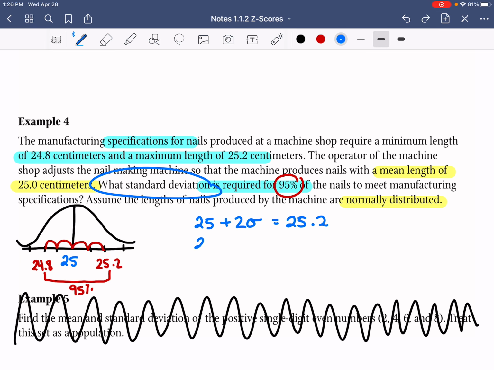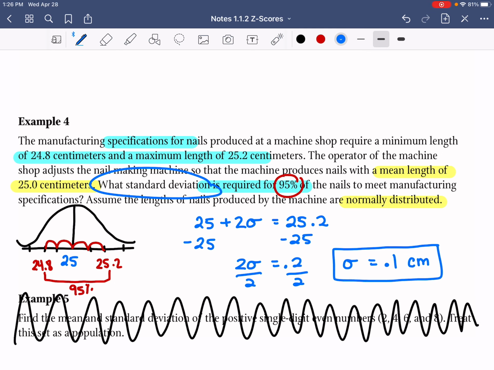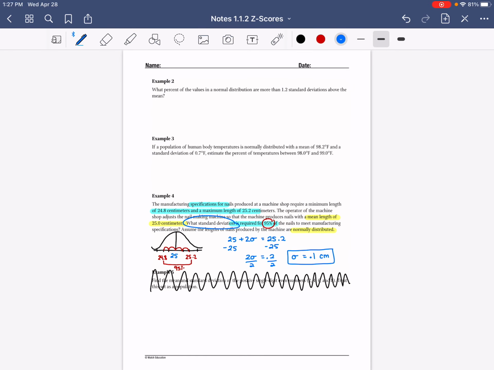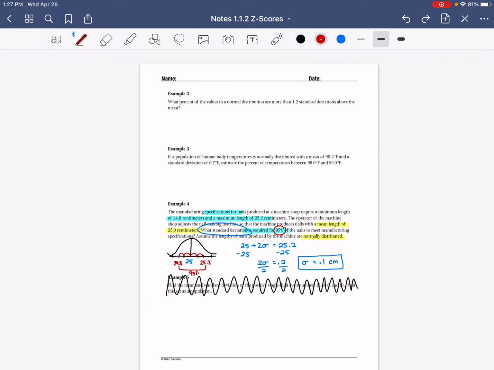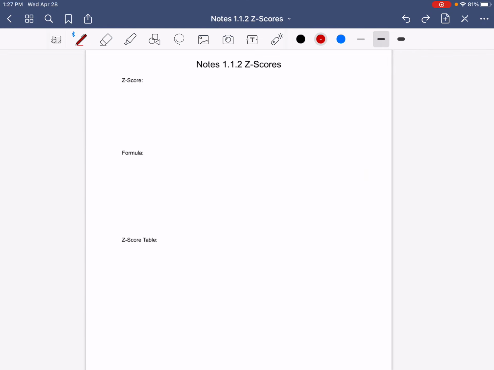So I'm just going to solve that. So I subtract 25 on both sides. I get 2 standard deviations is equal to 0.2. Divide both sides by 2, and we get our standard deviation is 0.1, and these are centimeters for our units. Okay, so you had a similar problem on your classwork from last block day. All right, so that is the only thing that has to do with this empirical rule. The rest of our stuff that we're going to be doing today is not going to fall under the empirical rule, and I'm going to show you guys how to do those.